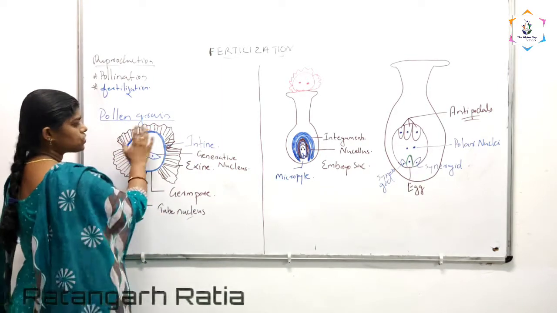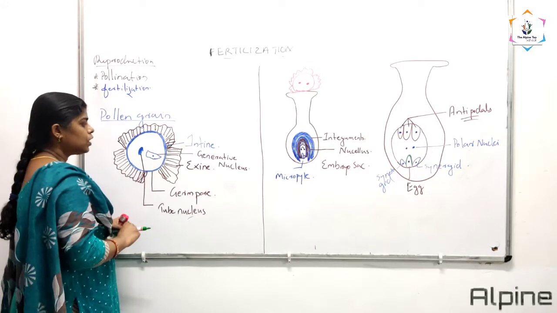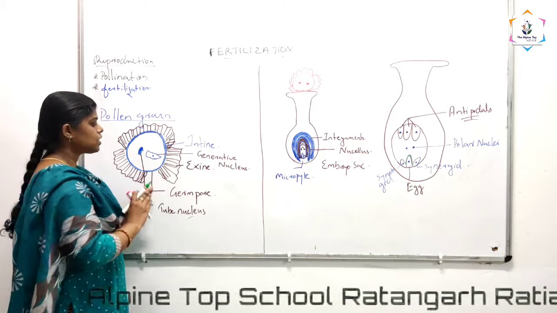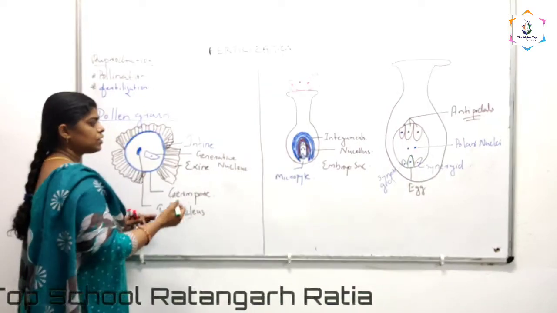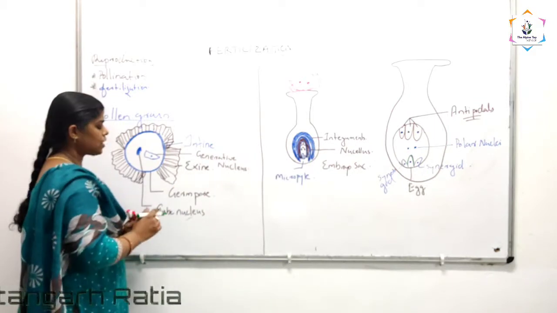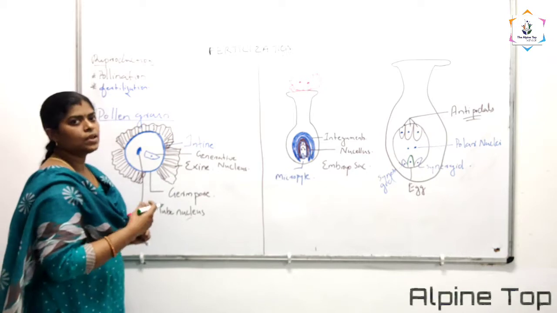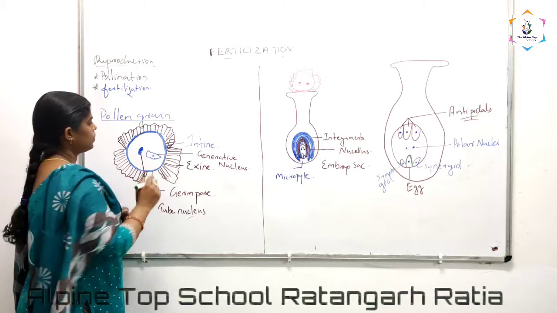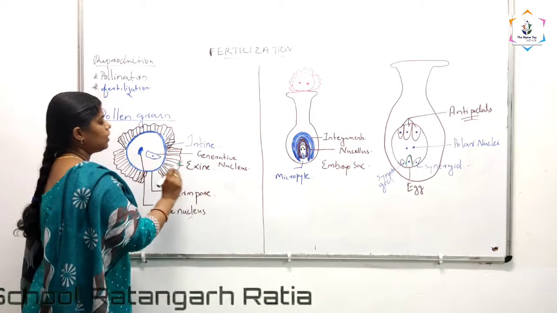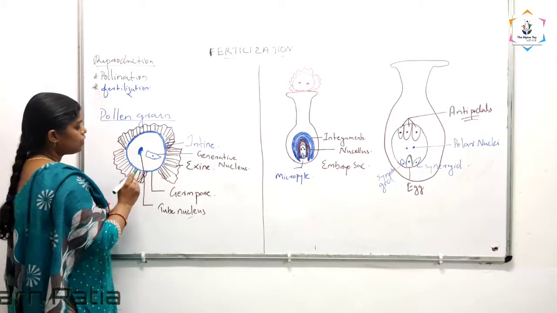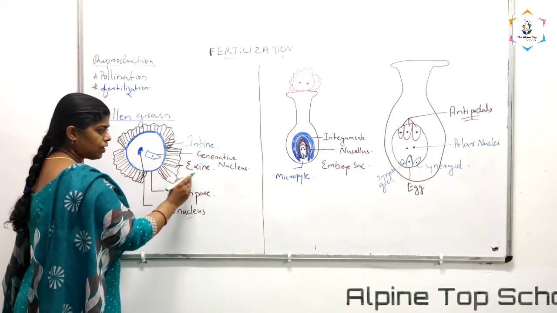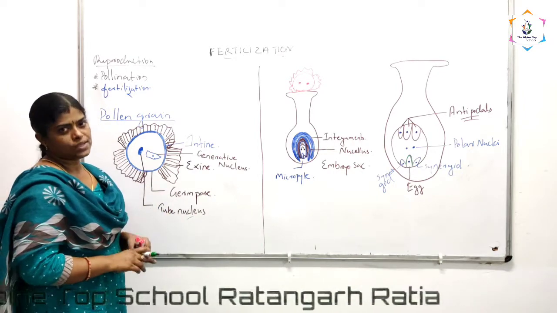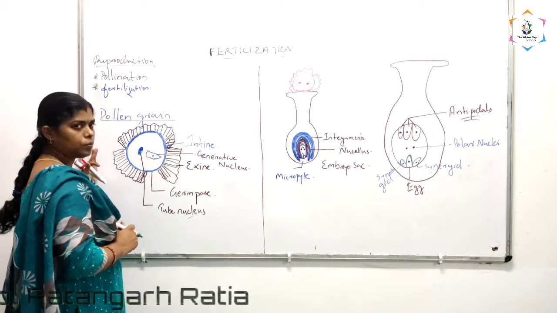Once again, this is the structure of a pollen grain. The pollen grain is released from the anther in a two-cell state, which means it has two cells within. A tube cell and a generative cell are there. The tube cell has the tube nucleus and the generative cell has the generative nucleus. The pollen grain has two protective covers: the outer covering is the exine and the inner covering is the intine. A region where there is no exine is known as the germ pore, and through the germ pore the pollen tube arises. This is the structure of the pollen grain.